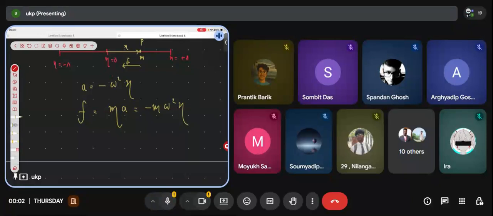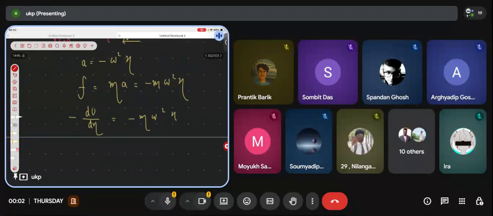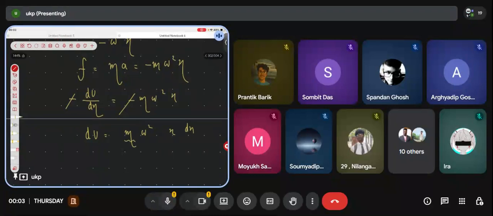Yes, sir. But in this case, the motion is constant along a single dimension, which is the x-axis. So I will write just F equal to minus du dx. Any doubt? Okay, makes sense. Minus minus gets cancelled from both sides. So du will be m omega square x dx. Let's integrate. This part is constant, let's keep it out of the integration sign.